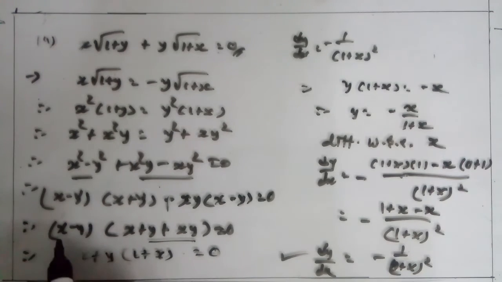Sometimes we get x minus y equal to 0. So x is equal to y, so dy by dx is equal to 1. Clear? From this question, this type of question may be asked: prove that dy by dx is equal to 0 or dy by dx is equal to minus 1 upon 1 plus x. If given that, prove that x minus y is equal to 0, then take x minus y equal to 0. So x is equal to y, therefore dy by dx is equal to 1. Clear?